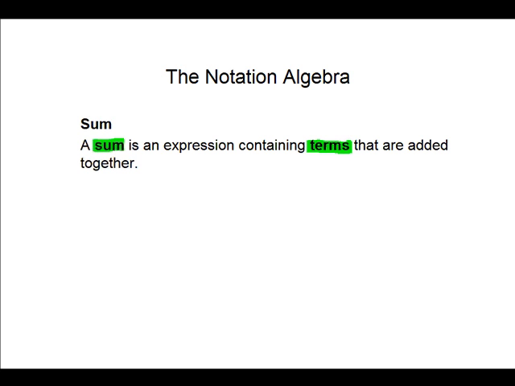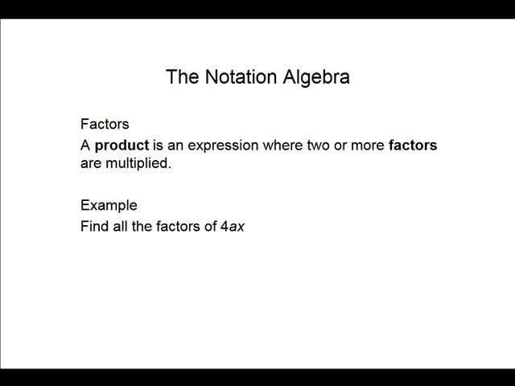So just more definition things. A sum is when terms are added together. So we've got to have the plus sign. Factors. A product is an expression where two or more factors are multiplied together.